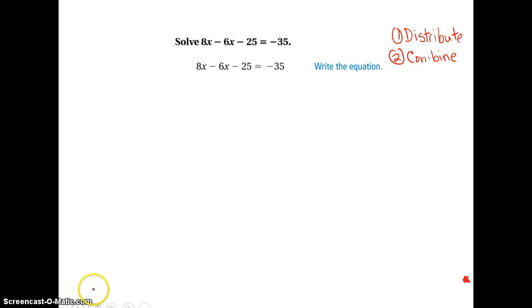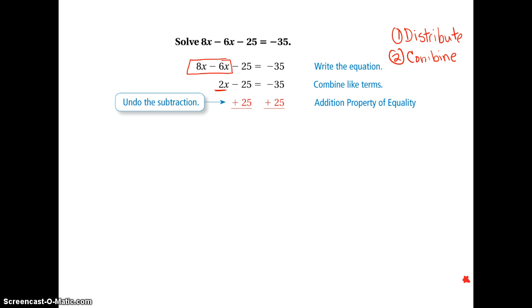Well, we can write the equation, and then we can combine 8x minus 6x, and that becomes 2x. I've combined my like terms. Now I have no other combinations, so now I will go to my equation steps. Let's undo PEMDAS. Opposite of subtracting 25 is adding 25. And what I do to one side, I do to the other. So now I have 2x equals negative 10.